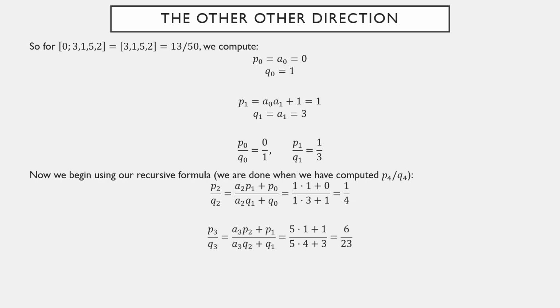Next, P3 over Q3. Well, the partial quotient A sub 3 is 5. We've already computed P2 and Q2, so we have 5 times 1 plus 1 over 5 times 4 plus 3, so 6 over 23. And finally, the term we were actually interested in, P4 over Q4, we find our fourth partial quotient is 2. We've already computed both P3 and P2. We plug them in, we get 2 times 6 plus 1 over 2 times 23 plus 4, or what we already knew the answer was going to be, 13 over 50.